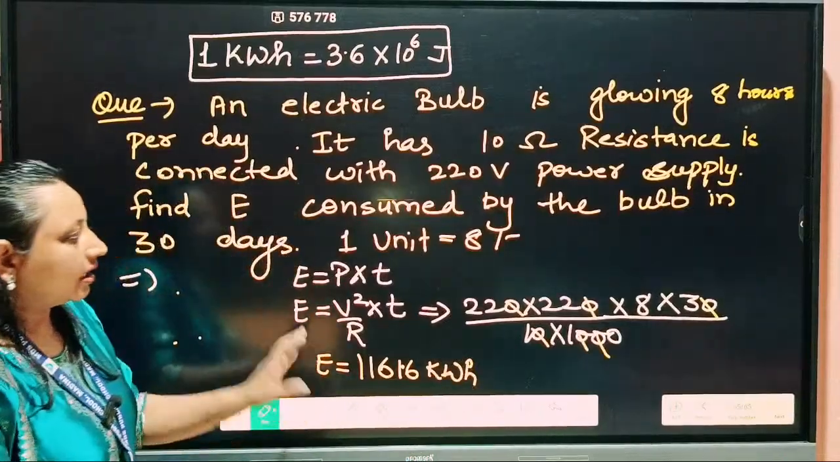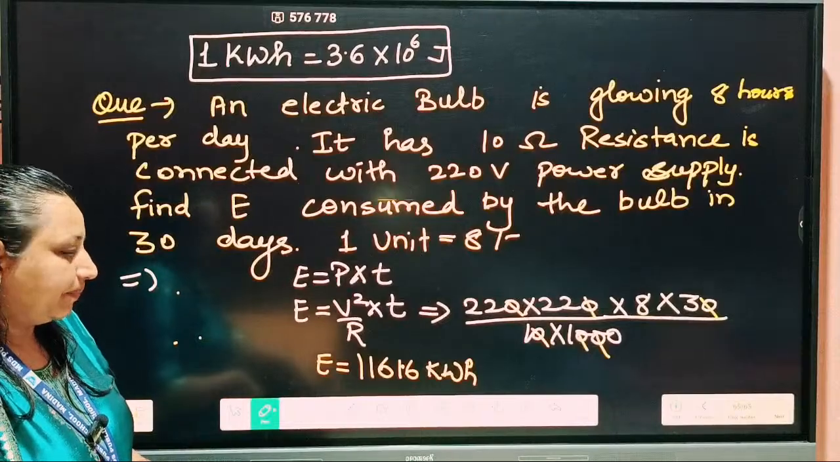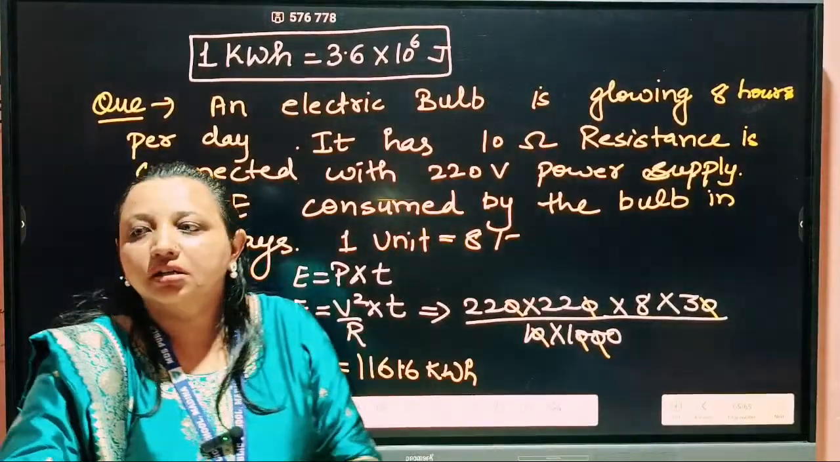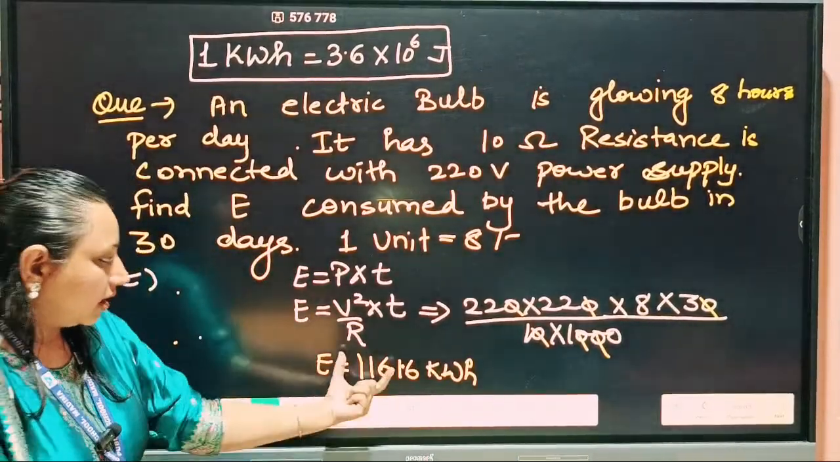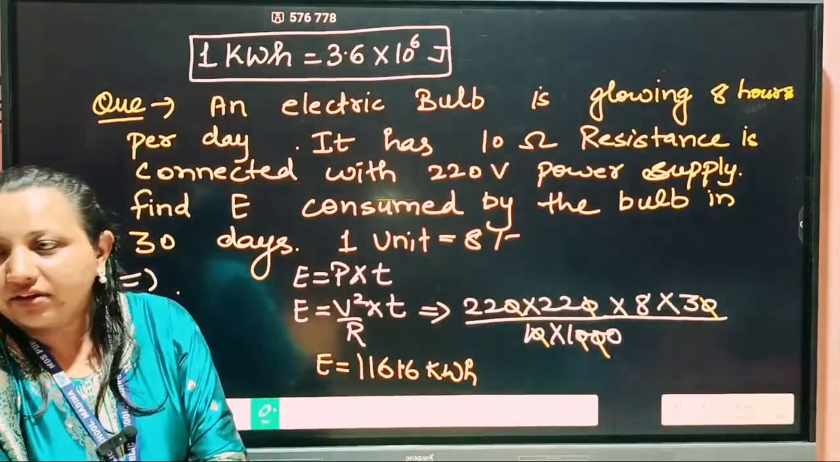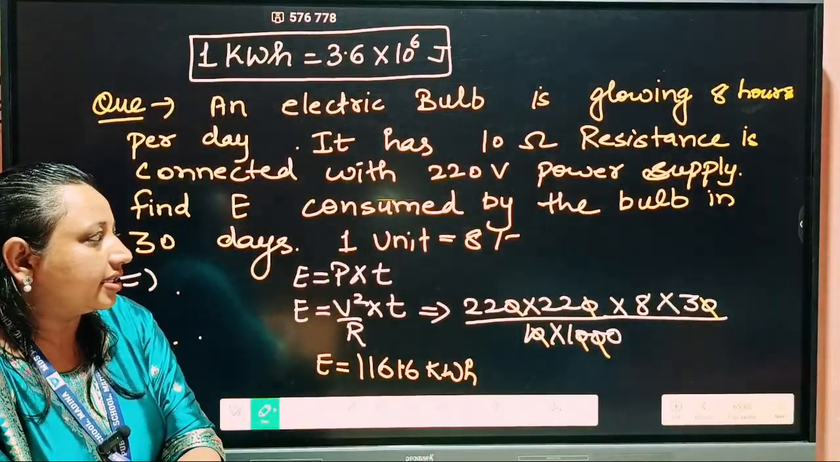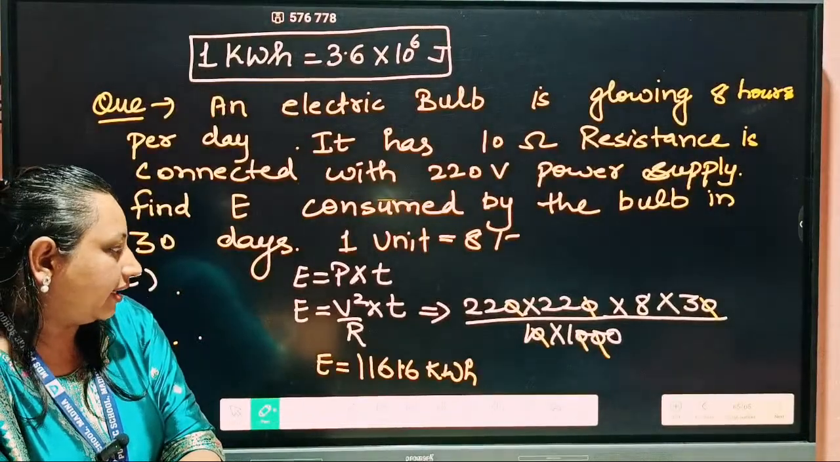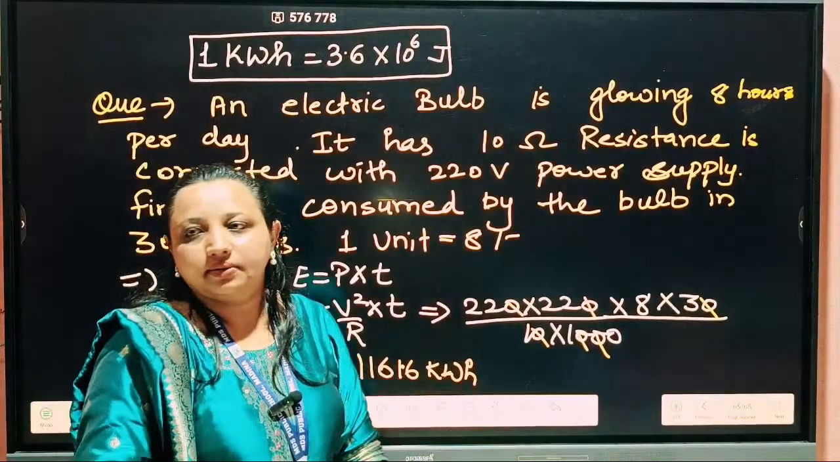Okay? So these are the units for 30 days, if the bulb is glowing for 8 hours. These are 1161 units. The cost of 1 unit is equal to 8. So multiply this with 8.